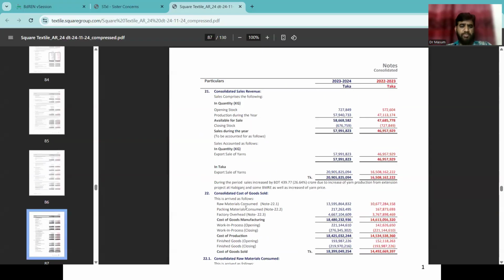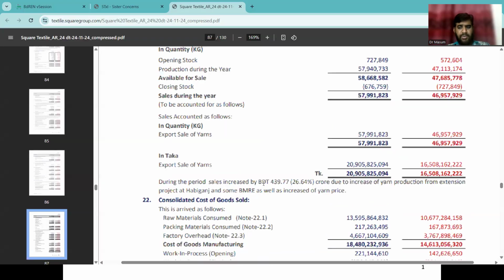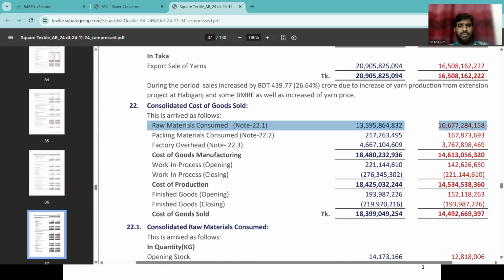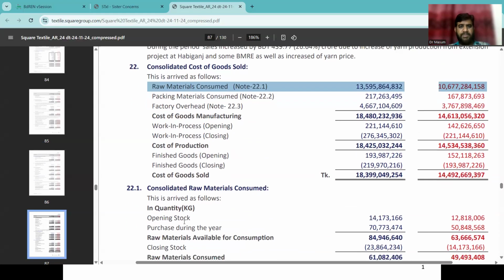This is 22. Can you see raw materials consumed? Yes, sir. Are you getting the point? This is raw materials consumed. That means direct materials. Also, more details are given here in 22.1.